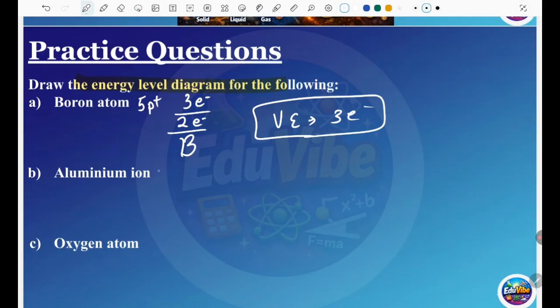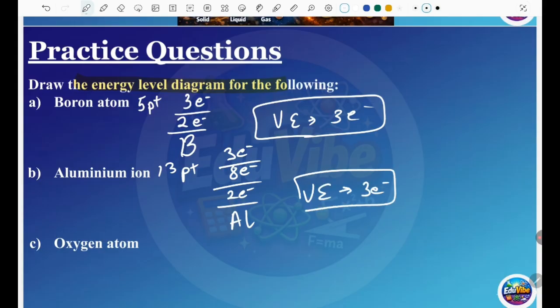Aluminium ion has 13 protons in it, atomic number 13. If you do not know, open your periodic table and you can see the atomic numbers there. Aluminium is denoted by Al. The first shell has 2, the second has 8, and we are left with only 3, so we put 3 electrons. So in the valence shell, we have 3 electrons.